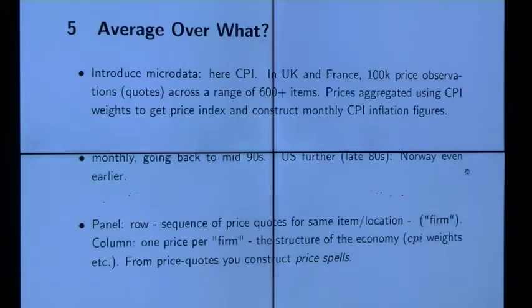You can use this data to construct price spells. You've got the price quotes, and you can combine the price quotes as you go along a row. If the price quotes are the same, that means you have a period when the price hasn't changed. That's called a price spell, or a price duration. So you can answer the question, how long do prices remain unchanged, by looking at this data and looking for periods for each price when the price hasn't changed.